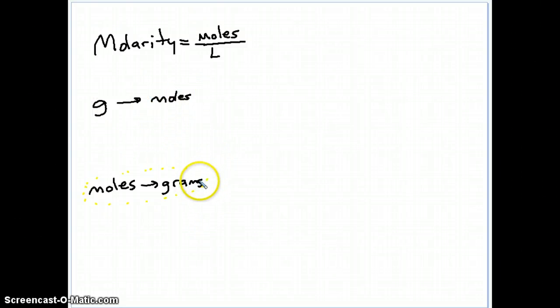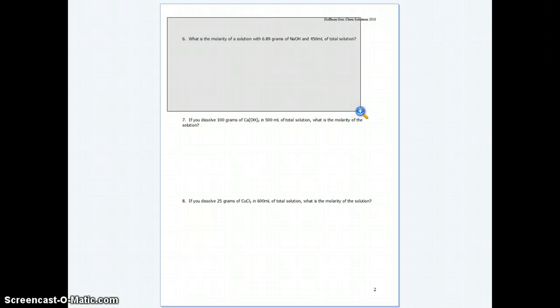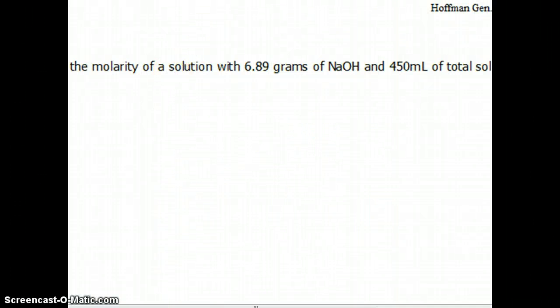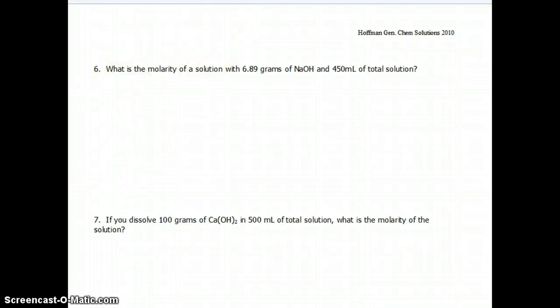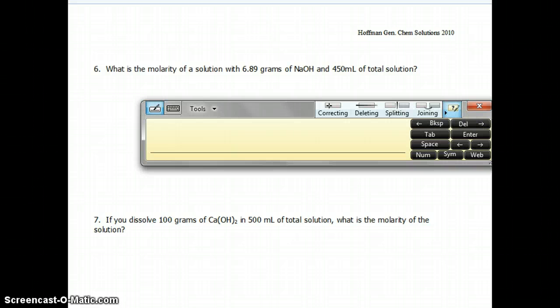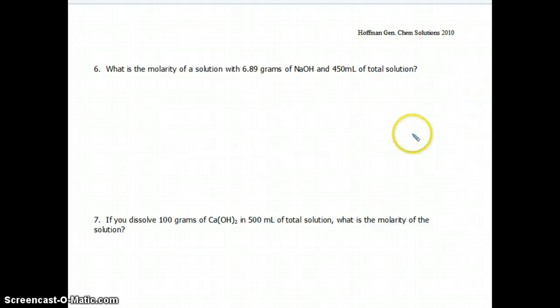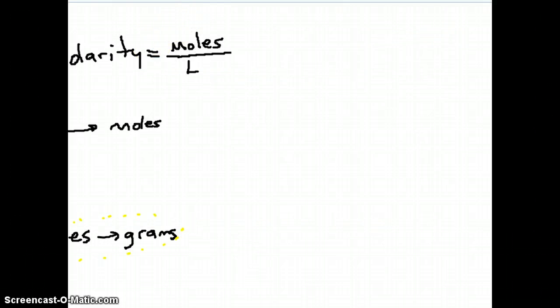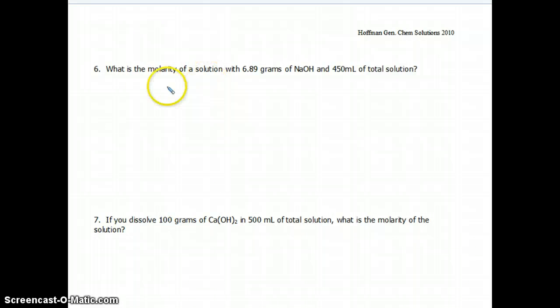And right now you can turn in your homework packet to page 14, which is going to look something like this. I had put a lot more space in between the individual questions just to give myself some space to write. Alright, so number 6 is asking us what is the molarity of a solution with 6.89 grams of sodium hydroxide and 450 milliliters of total solution. So one of the first things you could ask yourself is, what am I supposed to even do first? Well, remember that molarity from the previous slide is moles divided by liters. And so let's just start there.